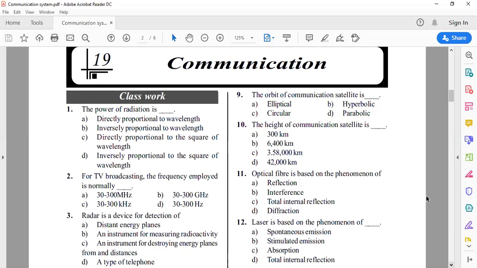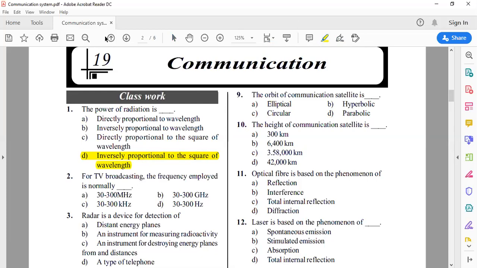So finally, what is the relation? Power of radiation is inversely proportional to the square of the wavelength. So for the first question, the correct option is power inversely proportional to the square of wavelength. Why? Because this power is inversely proportional to wavelength square.